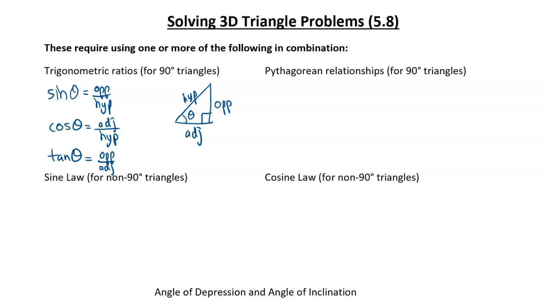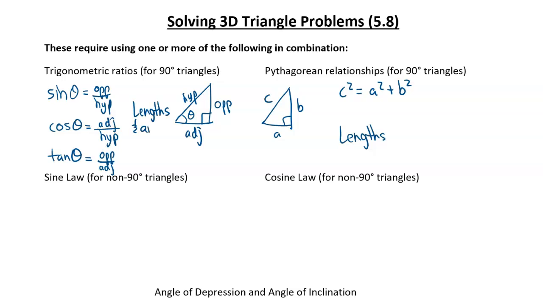The other thing we can do for 90-degree triangles, and this is always true, is that the hypotenuse squared is equal to the sum of the other two sides, each squared as well. So c squared equals a squared plus b squared. This is the relationship for lengths, but that also works for angles. Most of the time we'll use trig ratios, but there could be situations where Pythagorean relationships are also helpful. Well, what happens if we have triangles that are non-90 degree?